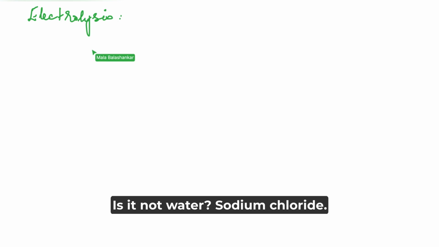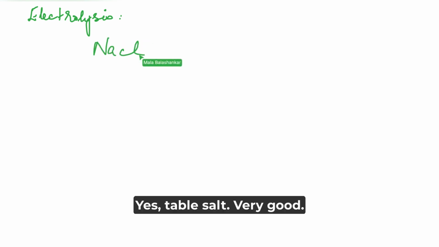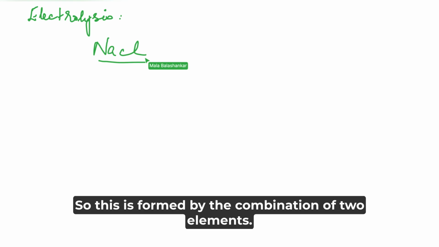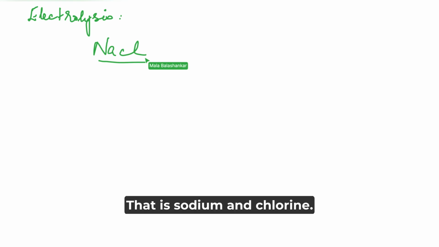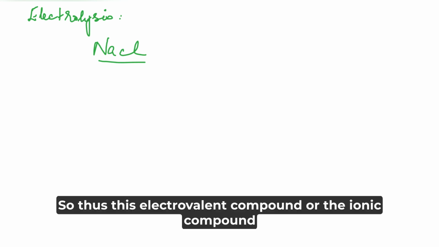What is sodium chloride? Have you seen sodium chloride? Yes, table salt. Very good. So this is an ionic compound. It is formed by a combination of two elements, that is sodium and chlorine. Sodium donates an electron and chlorine accepts an electron. So thus this electrovalent compound or ionic compound is formed.